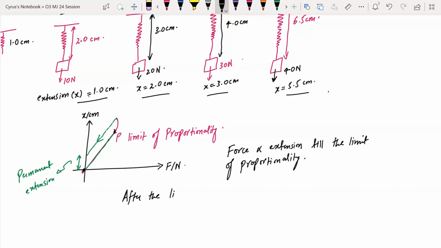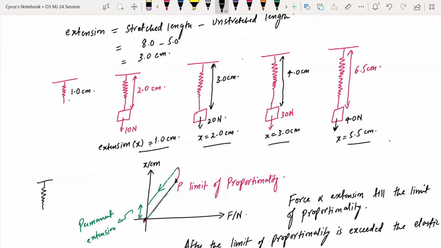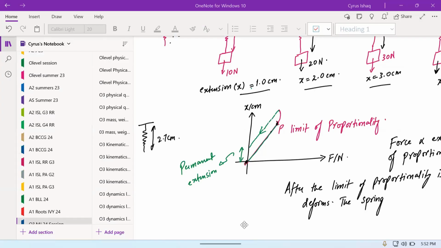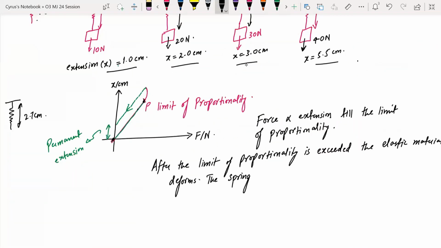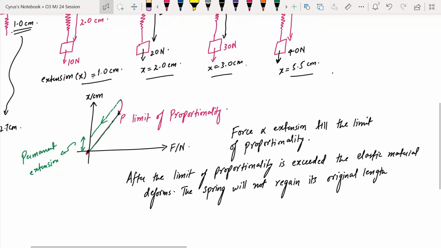After the limit of proportionality is exceeded, the elastic material deforms. Spring will not regain its original length after it deforms. ठीक है, 1 सेंटीमीटर लेंथ नहीं रहेगी. अब उसकी लेंथ हो सकता है अब हो गई हो 2.7 सेंटीमीटर. मैं एग्जांपल दे रहा हूँ, 1 नहीं रही. तो ये 2.7 क्या है? 2.7 का मतलब है कि उसकी परमानेंट एक्सटेंशन आ गई है और वो उसकी लेंथ 1 नहीं रही. लोड के बगैर उसकी लेंथ 1 नहीं रही, एक परमानेंट एक्सटेंशन आ गई है. सही है. Regain its original length after it deforms.